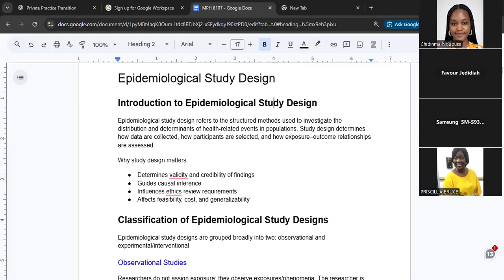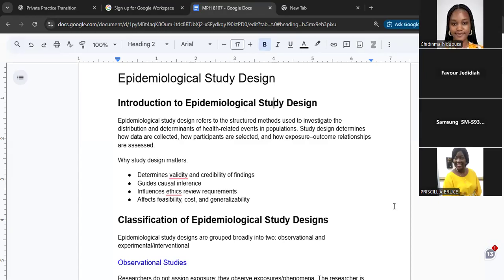The analogy I gave was like when you build a stair, there's most likely going to be a guardrail so that when somebody is climbing that stair, whether up or down, the person doesn't fall away. That's what a study design is. It guides us throughout the research process. It guides how we collect our data, the way we select participants, and the way we interpret the data. It guides all of this. So it is very, very important.